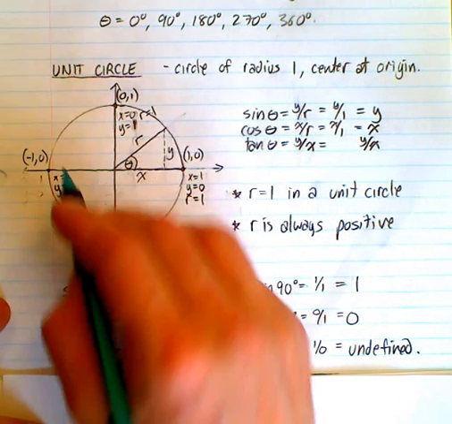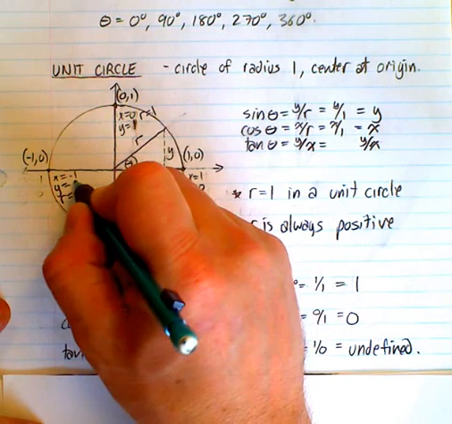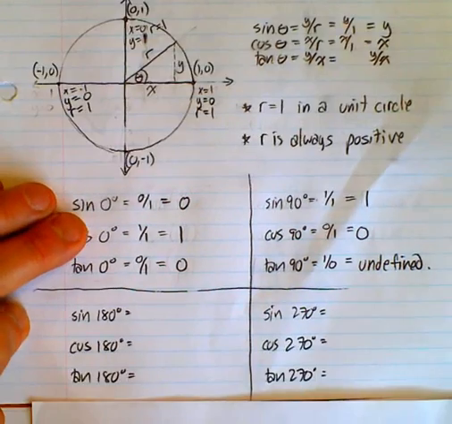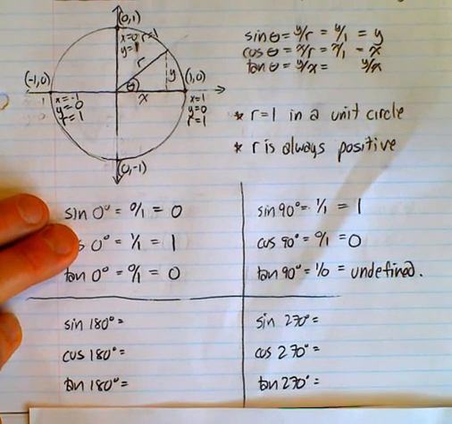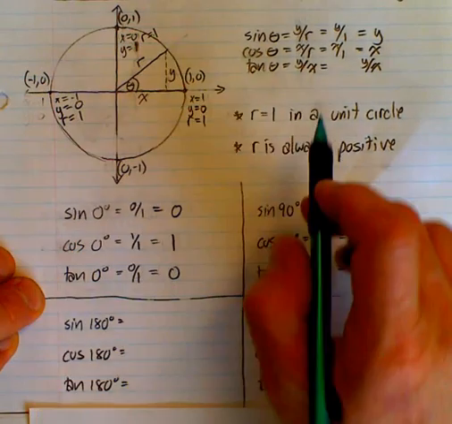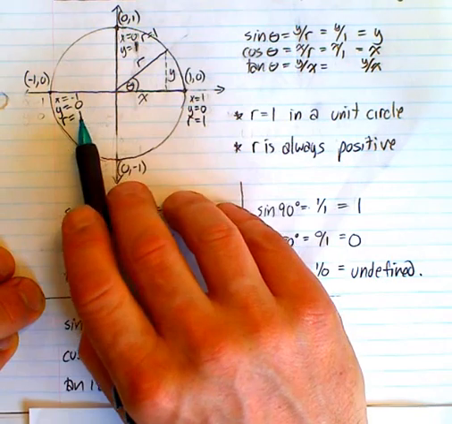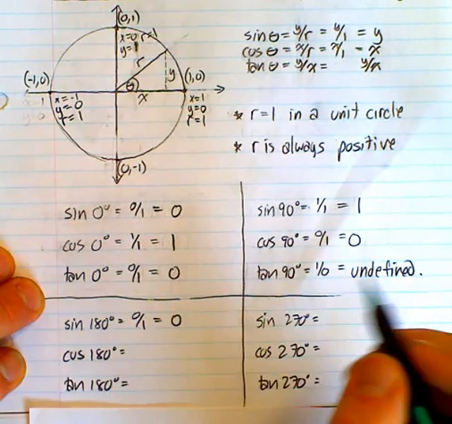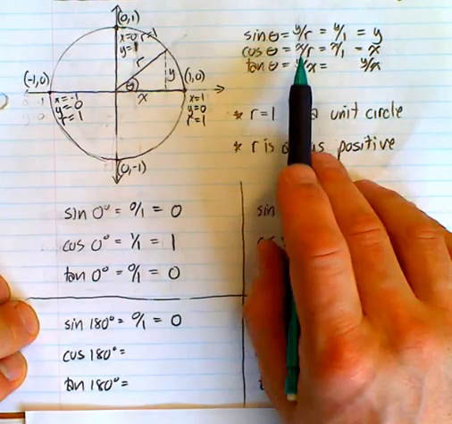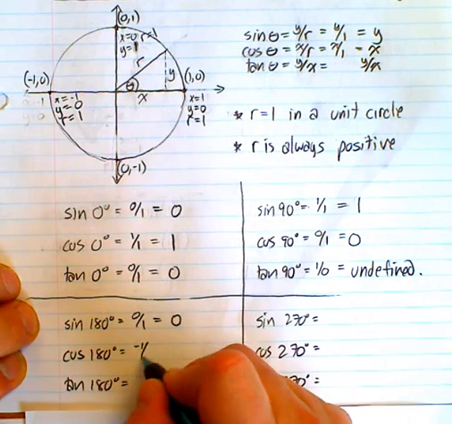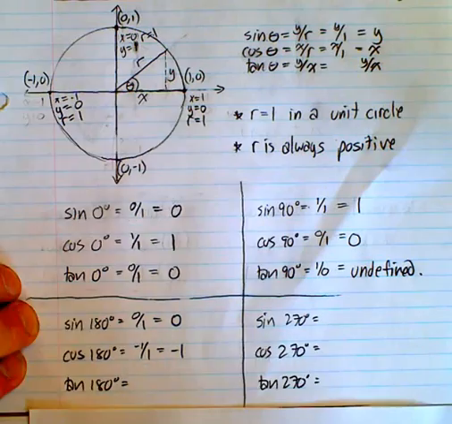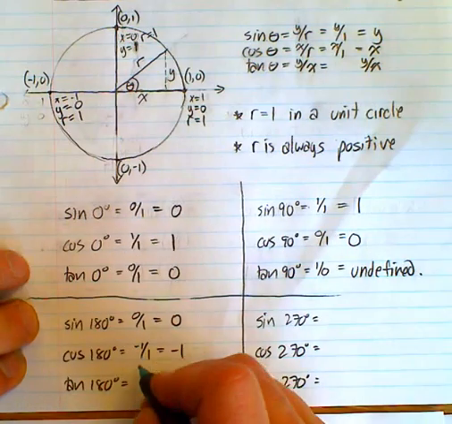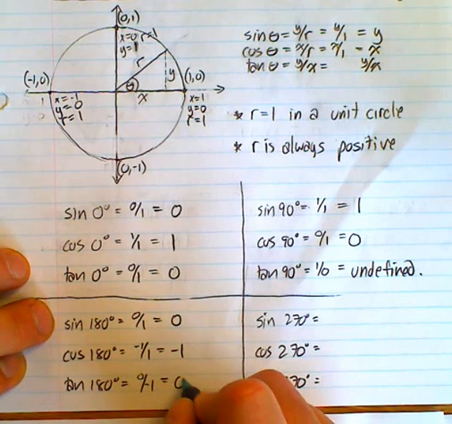So your x is negative 1 here, your y is 0, and your r is 1. So if we look at the values for sine 180, that's y over r, 0 over 1, which is 0. Cos 180, x over r, negative 1 over 1, which is negative 1. Tan 180, which is y over x, so 0 over negative 1, again gives me 0, okay?